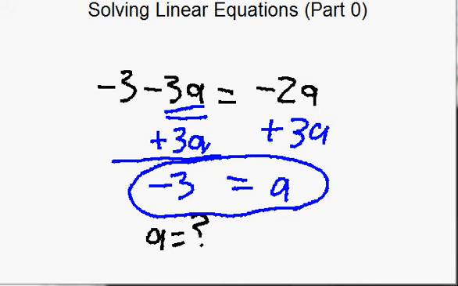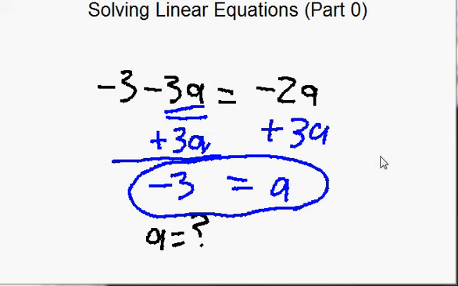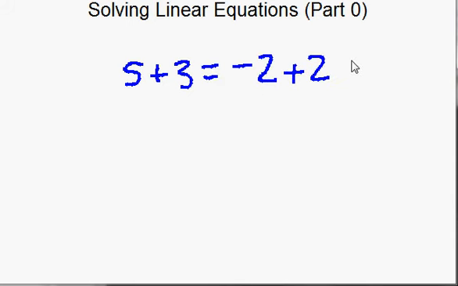Let's go to level 2, or actually let's go all the way to level 4 and try an even harder one. Okay? So, s plus 3 equals negative 2 plus 2s. Which side do you want to get the s's on? The right. Let's go for the right. I think that's a good choice.